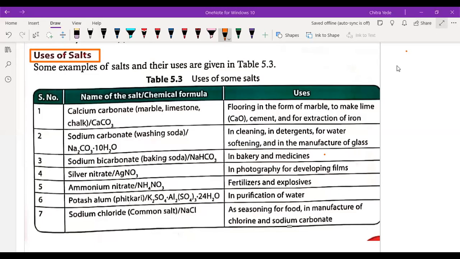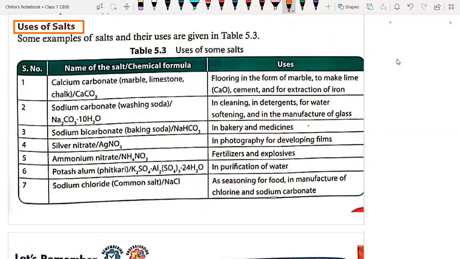Now we are going to discuss the uses of salts. Here we have some examples of salts along with their uses. First we have calcium carbonate, which is generally present in marble, limestone, and chalk, and its formula is CaCO3. It is calcium carbonate, which is nothing but a salt.